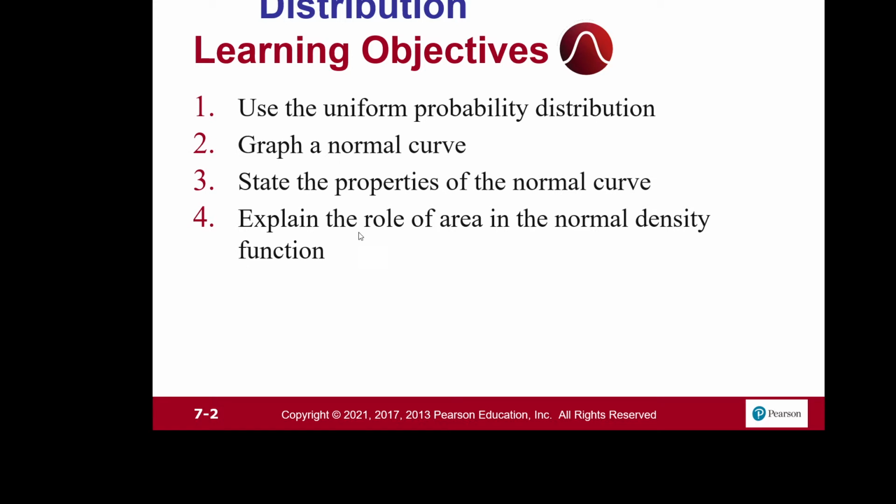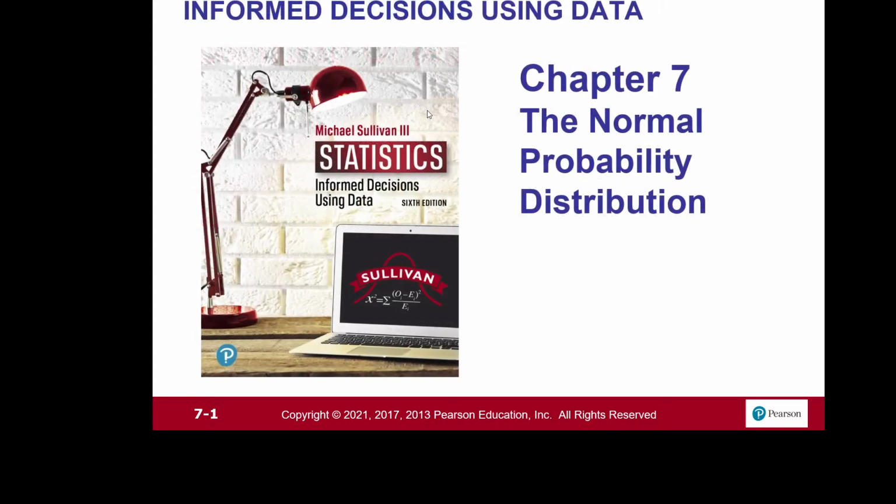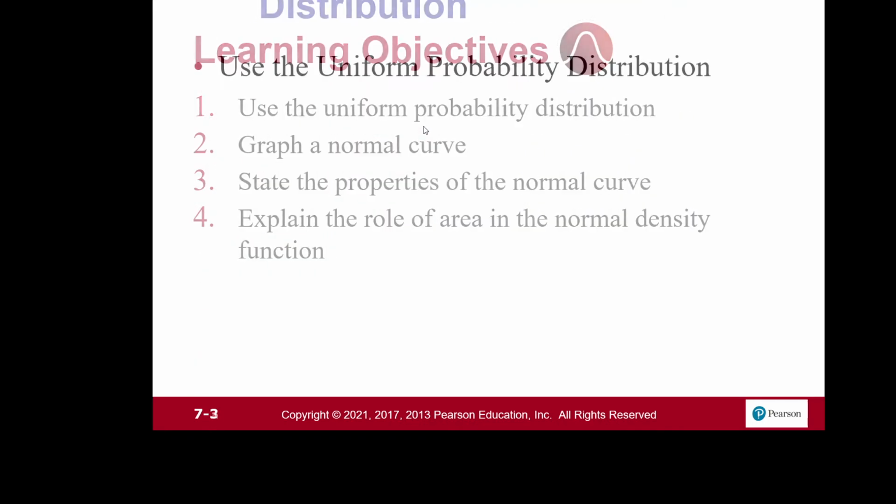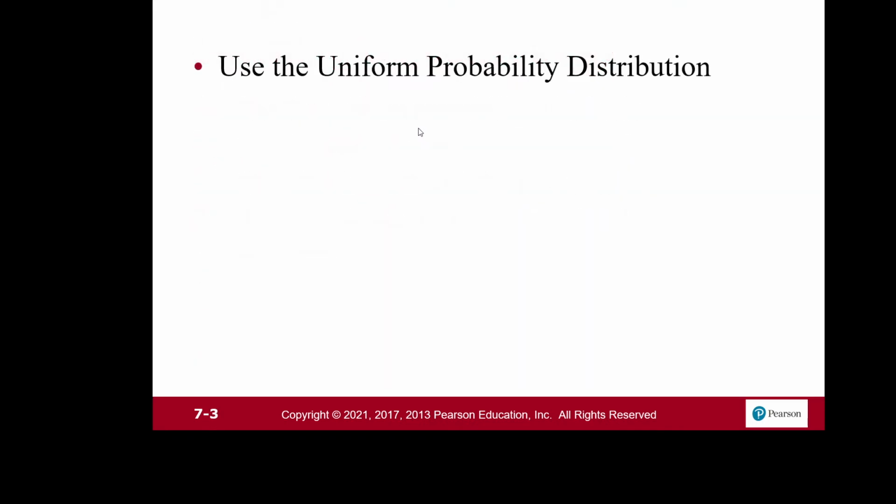Now, 7.1 actually has 4 different learning objectives, so we're going to be looking at the properties of a normal distribution. It's really basic stuff, okay? We'll first look at the uniform probability distribution, and then the graph of a normal curve, and then we'll state the properties of the normal curve, and we'll explain the role of area in the normal density function. Okay, hence why we had to spend so much time in probability, because we're going to make the connection between the normal curve and a probability distribution.